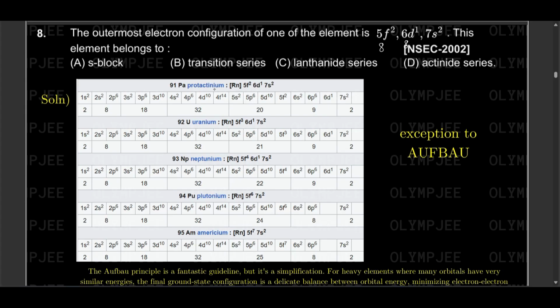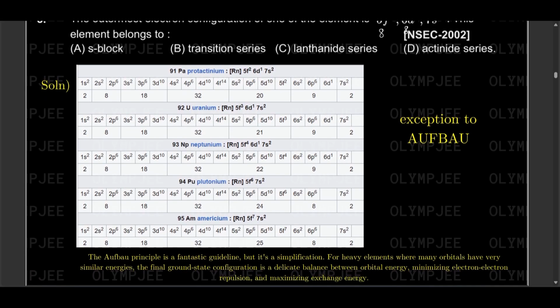You can see that the 91st and 92nd elements are exceptions to the Aufbau principle, because 6d1 is being filled before 5f is completely filled, and from plutonium and americium this exception gets fixed. This is because the Aufbau principle is only a fantastic guide for small elements. For heavy elements where many orbitals have very similar energy, 6d and 5f have very similar energy, so they are filled in random order. So the ground state configuration is a delicate balance between orbital energy, minimizing electron-electron repulsions and maximizing the exchange energy.